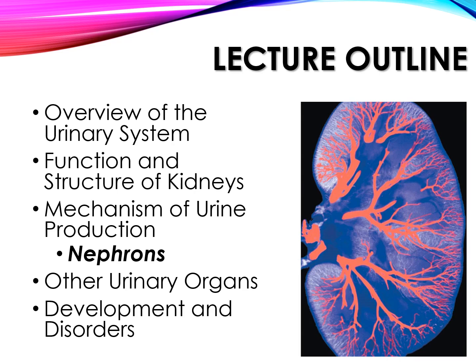And what is actually producing that urine is called a nephron. So we're going to talk about that unit of urine production called a nephron. And then we're going to go through those other more simple organs of the urinary system and how we actually void the urine from the bladder. And then we're going to talk a little bit about our disorders and development at the end.